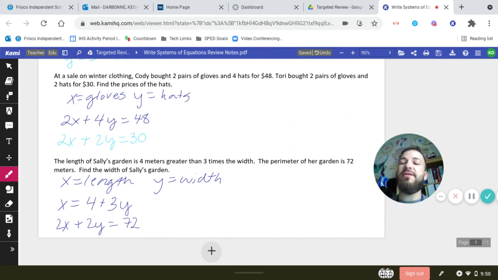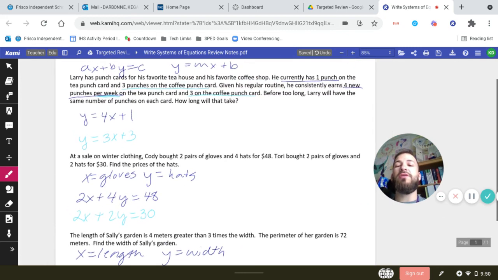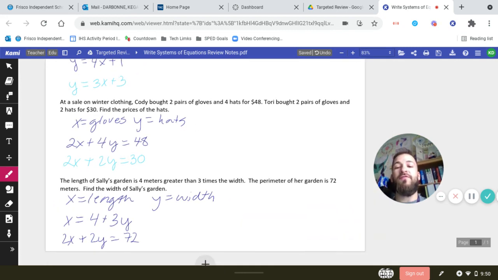Okay, so this kind of looks like, if you think about it, a mix between our slope-intercept form ones and our standard form ones. Okay, but we do call this a geometric problem where you just kind of have to read the sentence and think, okay, how could I write this equation?